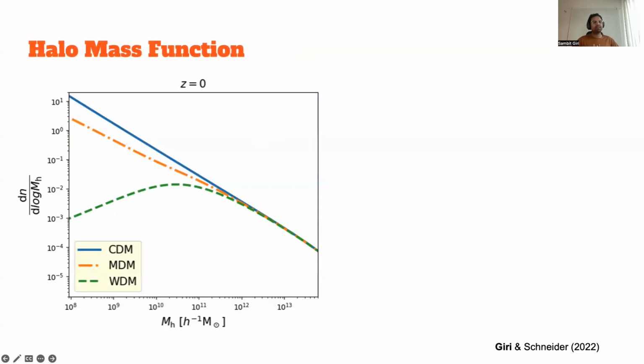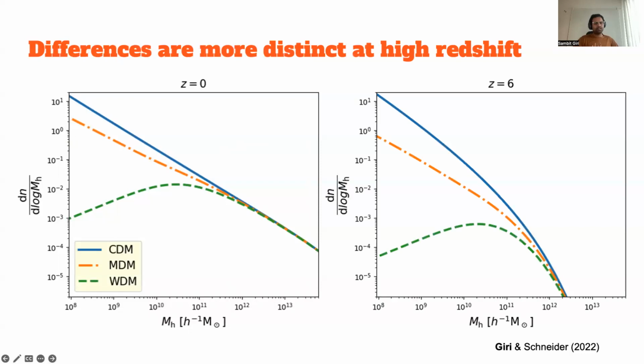Let us now look at the impact of this suppression of scales on the dark matter halo properties. Here I show the number density of halos as a function of their masses, or the halo mass function. Clearly, the number of small mass halos is reduced in the non-cold dark matter scenarios. If we look at these halo mass functions at a higher redshift, here I show you redshift 6, the differences are more visible. As cosmic reionization occurs at these high redshifts, we expect their observations to have more constraining power.